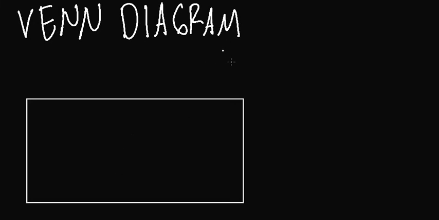Okay, Venn diagram. A Venn diagram is a tool for mathematicians to help them visualize their thinking in sets. A Venn diagram always starts with a rectangle, and then we have a symbol of the universe. Usually, there are three common places you can find the symbol of the universe.